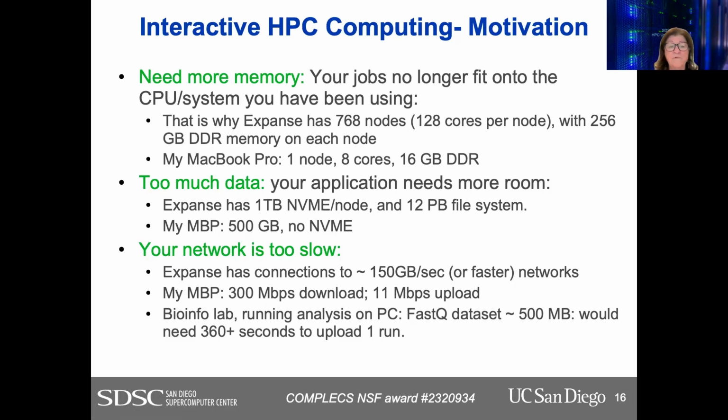And if you're in a lab running on your own system, you might be doing something with FastQ where the data sets are half a gig. And so to upload one run, you need 360 seconds. So that's kind of the motivation. If you're in that range where you're waiting minutes for your data to download from an Amazon bucket and then minutes and minutes to upload and look at your data, it's time to move to a bigger system like Expanse.